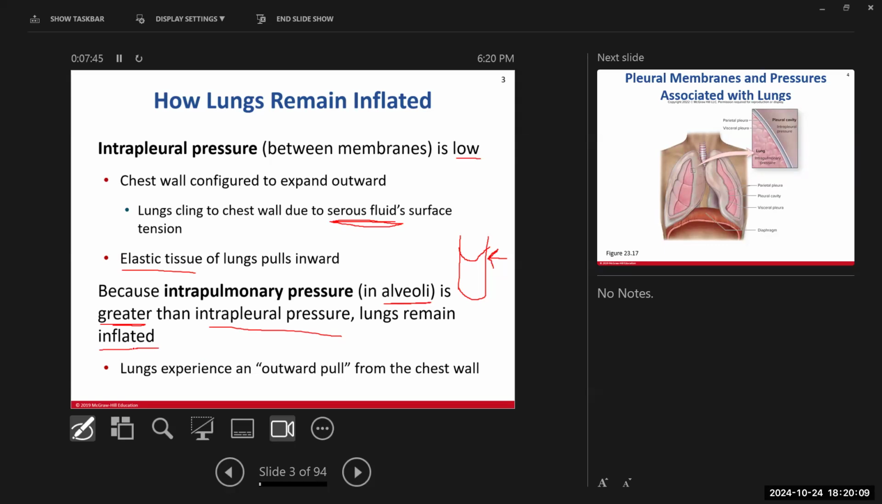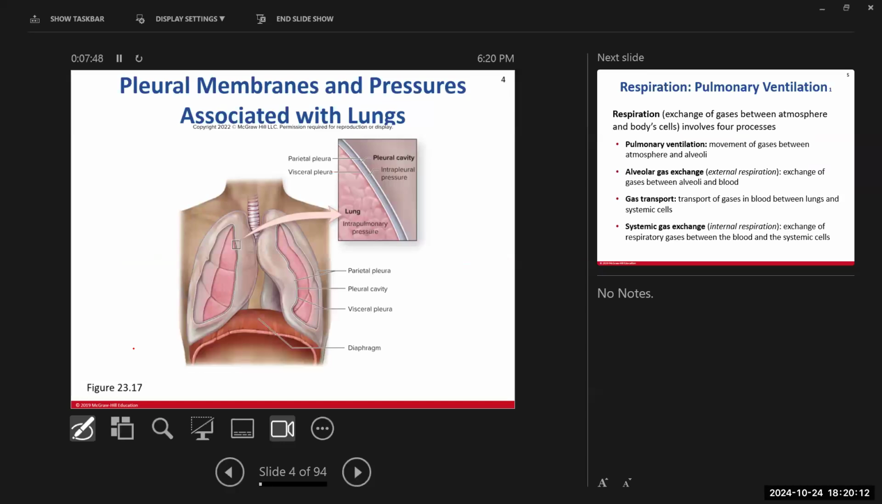So I'll show you a picture here of some of these membranes. As we zoom in and look at the lining of your lungs, you'll see you have the visceral pleura on the external surface of your lungs. And then you have your parietal pleura lining the pleural cavity. In between that space, you have that filled with serous fluid. So it helps keep the lungs adhered to the parietal pleura.